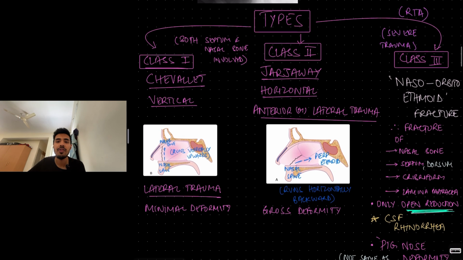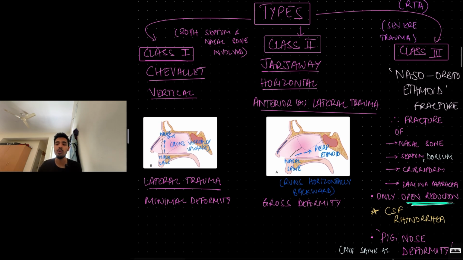Types of nasal bone fracture. First, let's do type 1 and type 2 nasal bone fractures. In type 1 and type 2 nasal bone fractures, there is fracture of both the nasal bone as well as the septal cartilage. Understood? Septum and the nasal bone are involved. Class 1 is a vertical fracture, 1 for vertical. Class 1 is a vertical fracture which runs upward. It is also known as Chevalier fracture. It is due to lateral trauma and you have very minimal deformity in class 1 fractures.